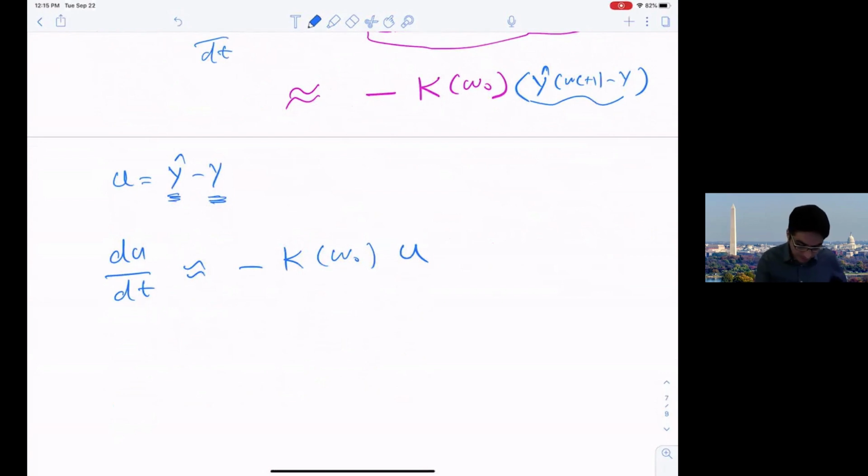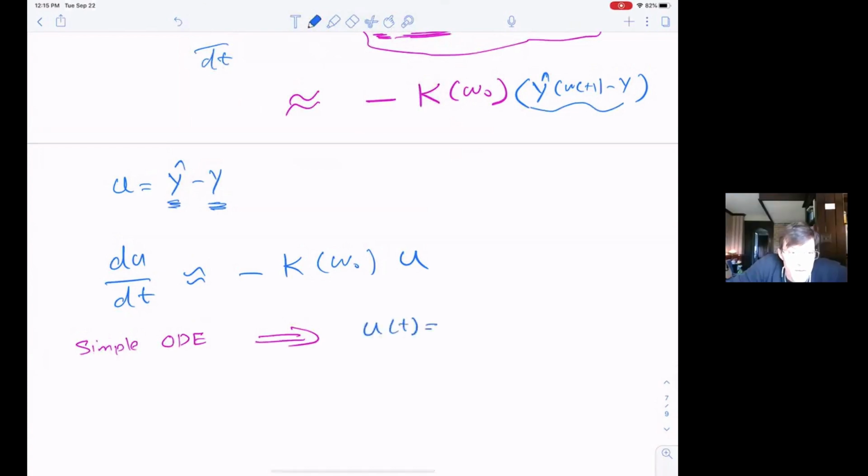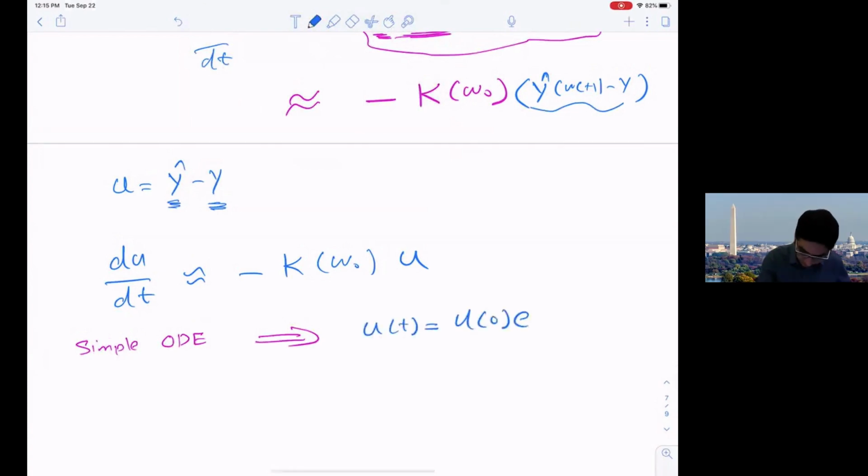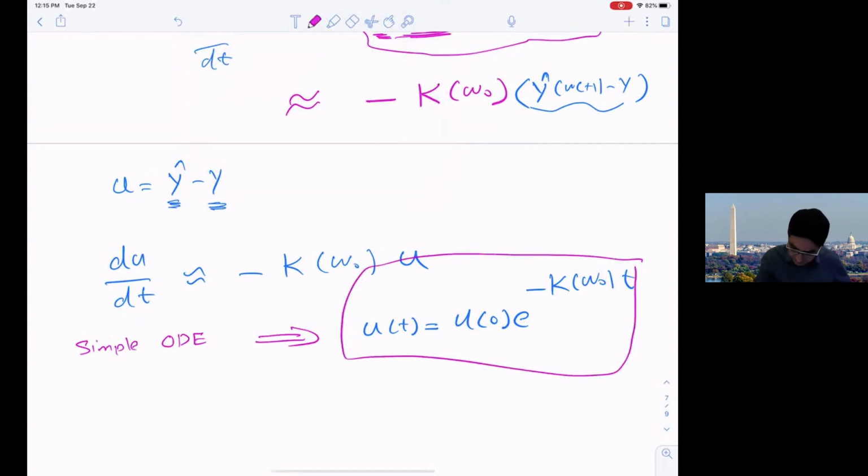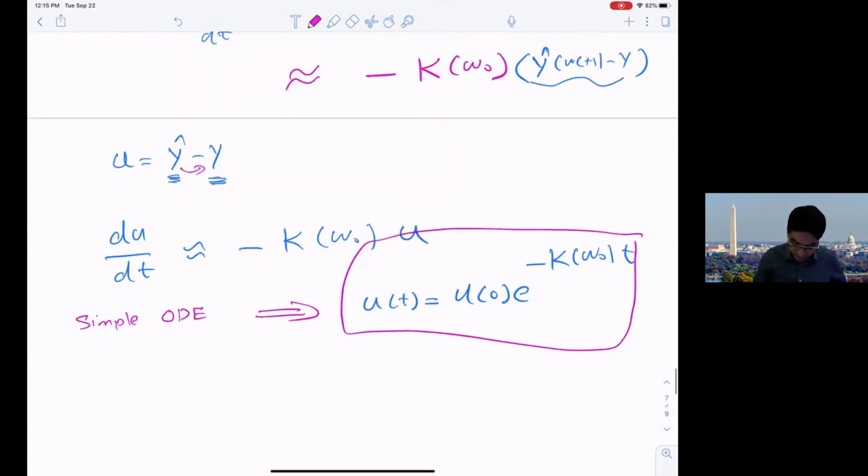And this is probably the simplest ODE that you can come up with. So what is the solution for this ODE? It is just exponential, exactly. u of t is u of 0 times e to the power of minus this guy. And as you can see, when t goes to infinity, this goes to 0, u goes to 0, which means y hat goes to y. So we basically get zero training error.